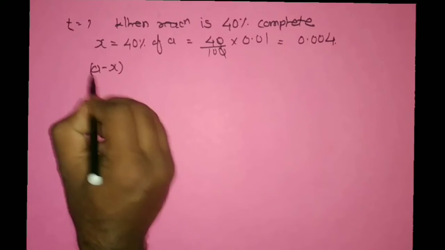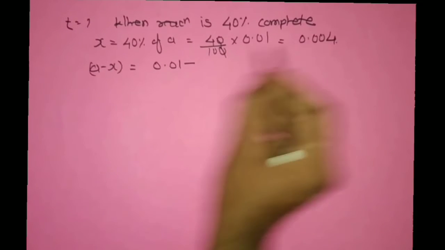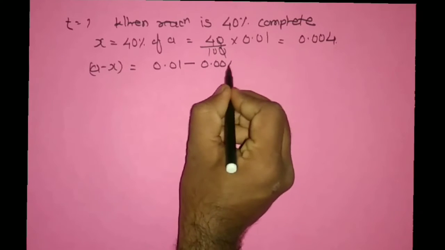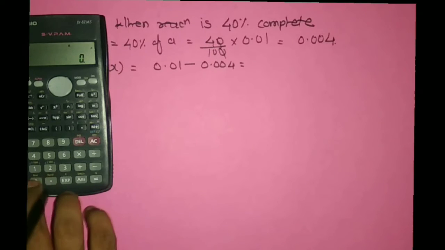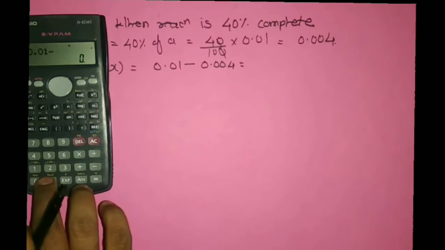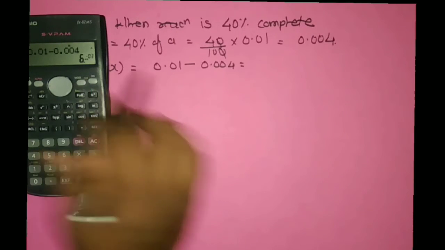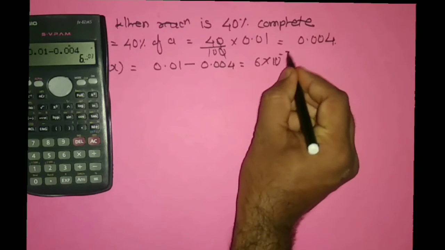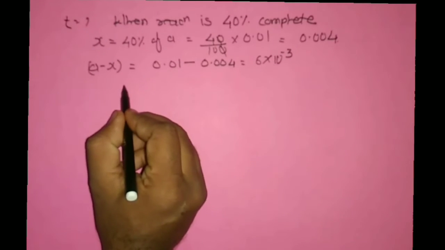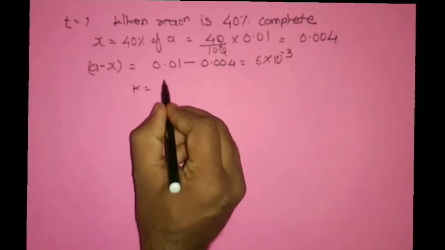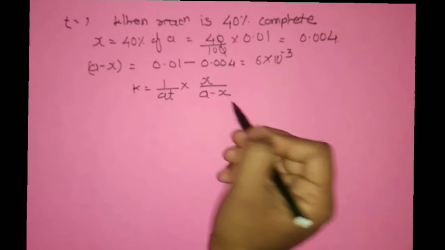Then what is concentration of reactant after time t? That is A minus x. 0.01 minus formation of x, which is 0.004. It is equal to 0.01 minus 0.004, which is 6 into 10 raised to minus 3. That is concentration of reactant after time t. So I'll write equation for rate constant for second order reaction. K equals 1 upon At into x upon A minus x.